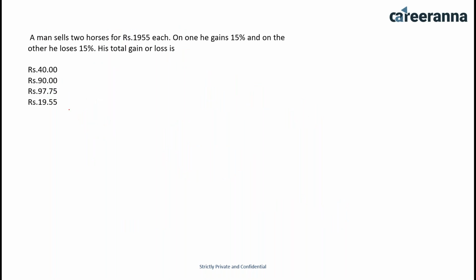Okay, next question. A man sells 2 horses at 1955 each. On one he gains 15%, on the other he loses 15%. His total gain or loss is what?